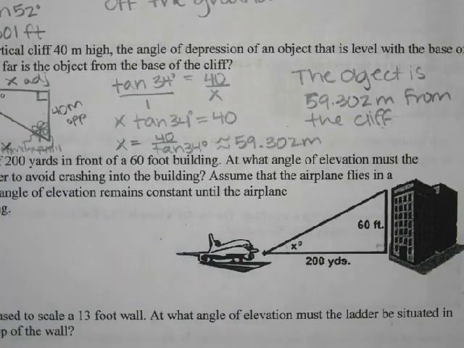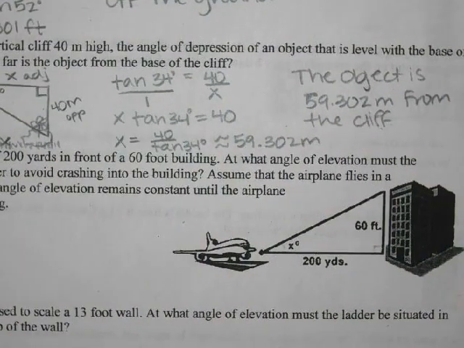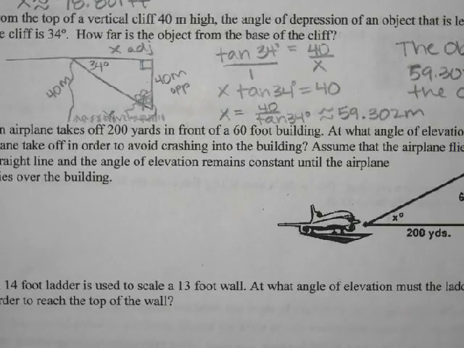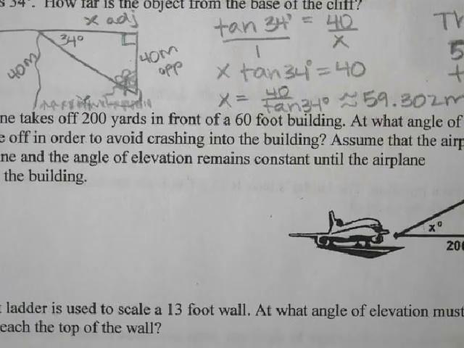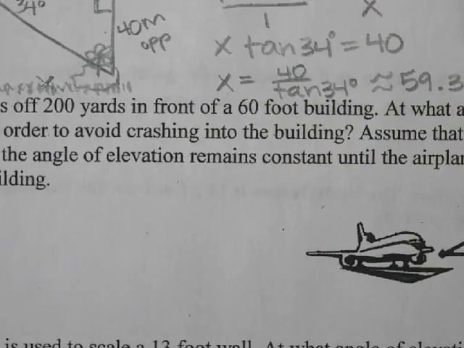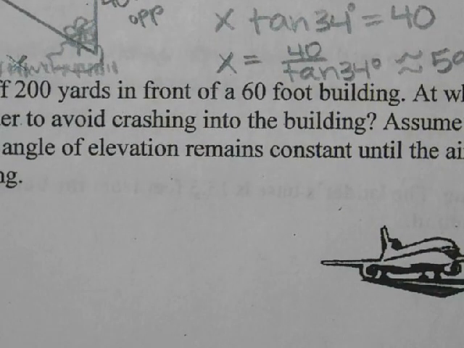All right. Ready for the next one? So we have an airplane. It takes off in front of a 60-foot building. Oh yeah, that's the height of the building. At what angle of elevation must the plane take off in order to avoid crashing into the building? And then assume that the airplane flies in a straight line and the angle of elevation remains constant until the airplane flies over the building.